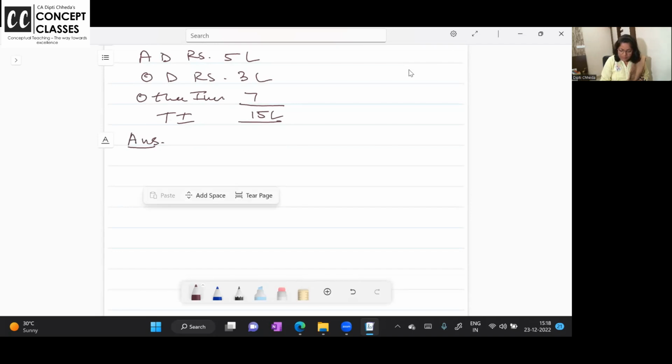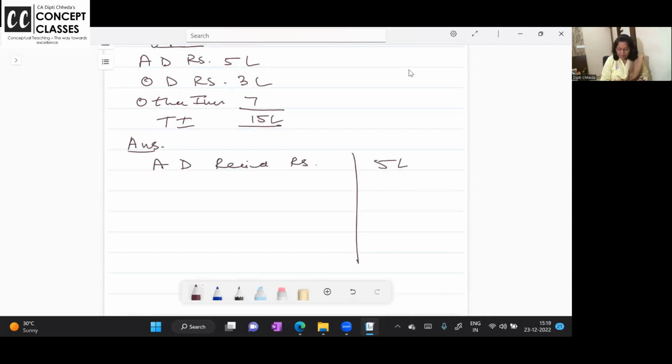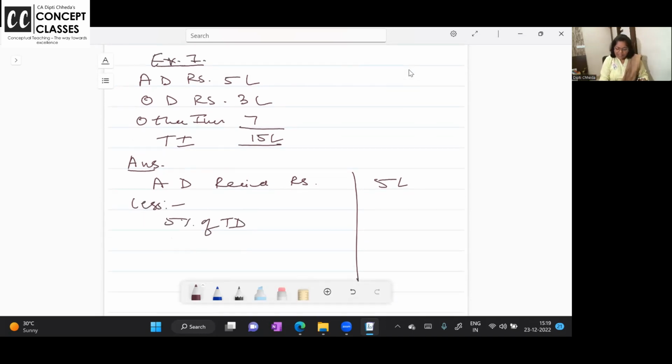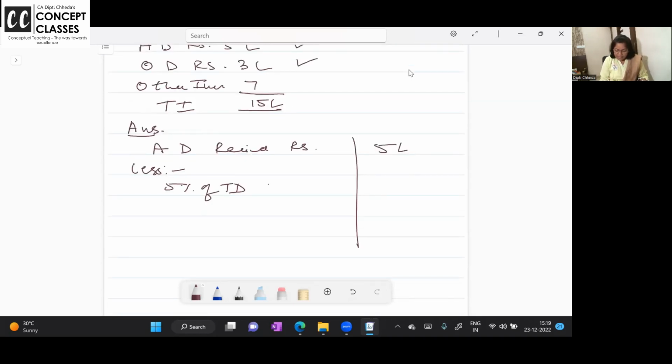First of all, what are the anonymous donations received? Anonymous donations received is rupees 5 lakh. Okay, right. And other donations, let it be corpus donations or voluntary donations or whatever. Now less 5% of total donations. I hope it's okay if I'm writing TD and AD. What is the total donations received? 5 lakh and 3 lakh. So that is coming to how much? 8 lakhs. So 5% of 8 lakh is coming to 40,000.